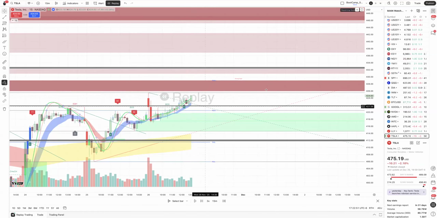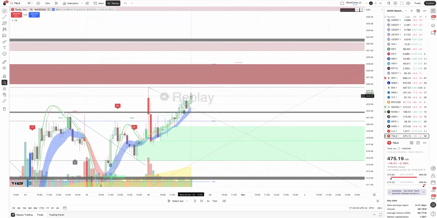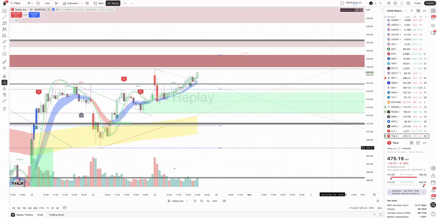So we see that we have Tesla with a level three confirmation. What makes a level three confirmation? The level three confirmation is looking at the 12 cloud, the 200 cloud, and we're looking at order blocks, right?